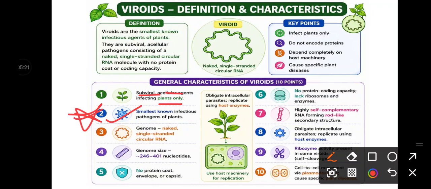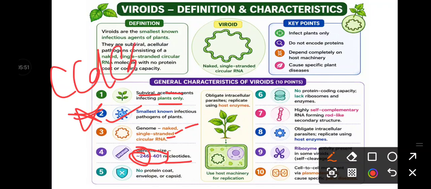Okay, this is important. Next, genome. The genome is naked, single-stranded, circular RNA. Never is any DNA there; DNA is not there for the viroid. It is single-stranded circular RNA. Then the genome size is 246 to 401 nucleotides. This 246 is for coconut cadang-cadang viroid.